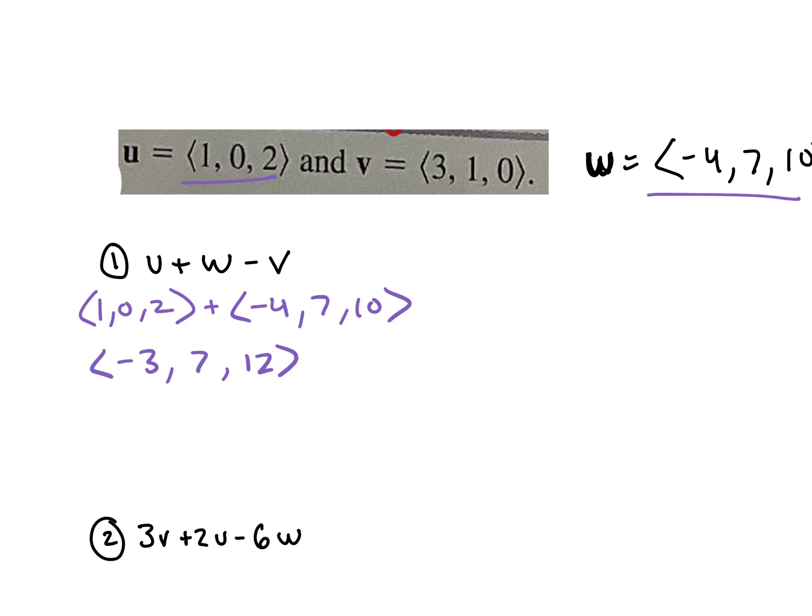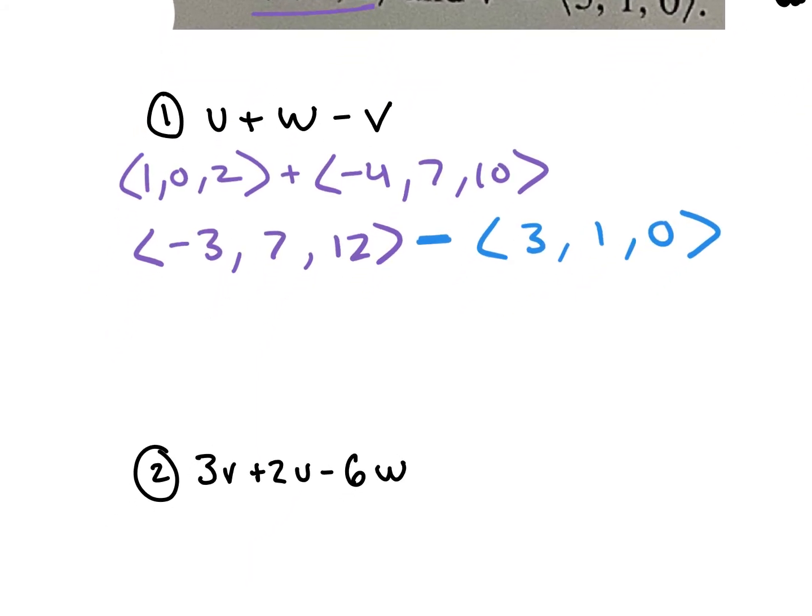And then minus v. V is 3, 1, 0. So first minus the first would be negative 6. Second minus the second, 6. Third minus the third, 12.